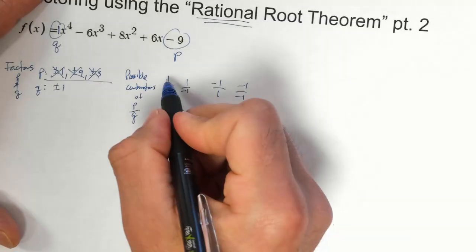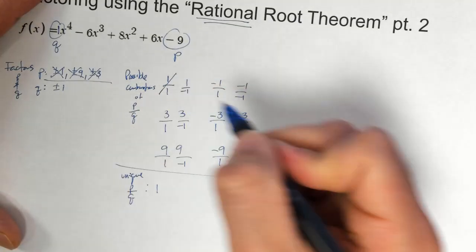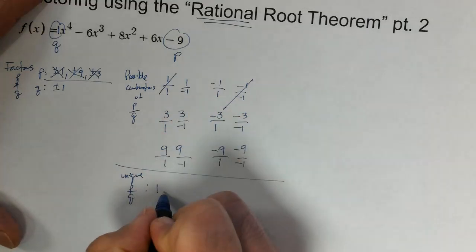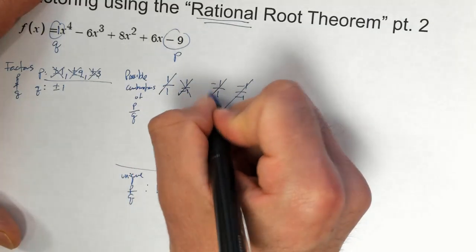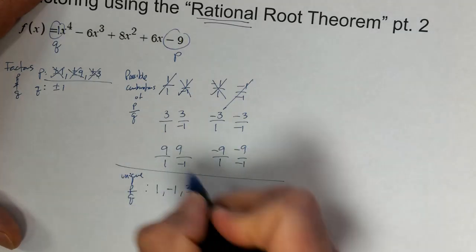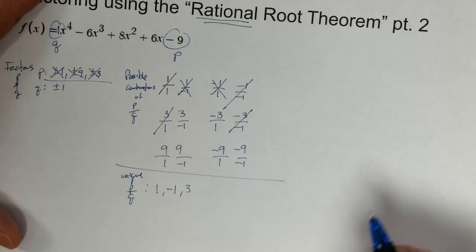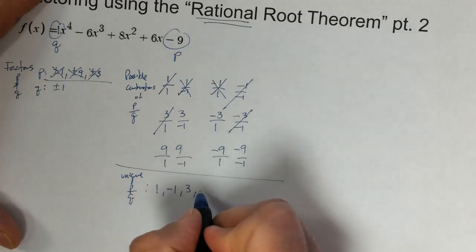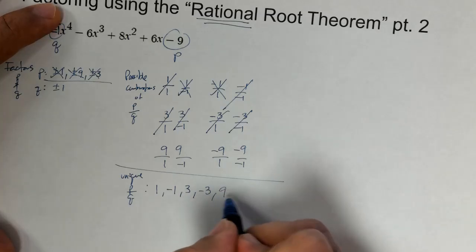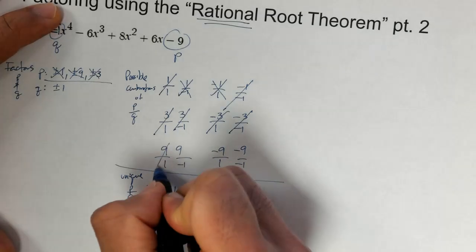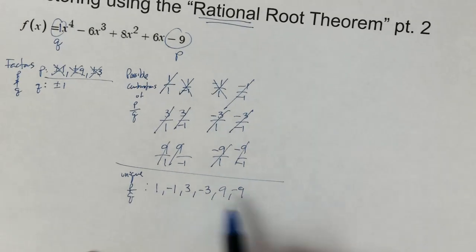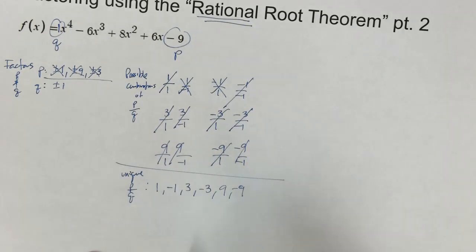1 divided by 1 is 1. That happens here and here. If I divide by a negative 1, I can have a negative 1. That happens here and here. If I divide 3 over 1, I can have a positive 3 here or here. I can divide by a negative 1, which results in a negative 3 here and here. I can have positive 9 and negative 9 here and here. So I have 6 possible x-intercepts from all of this.